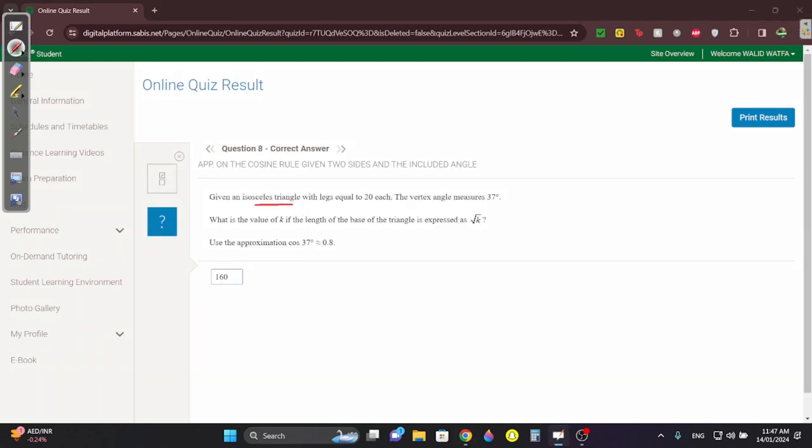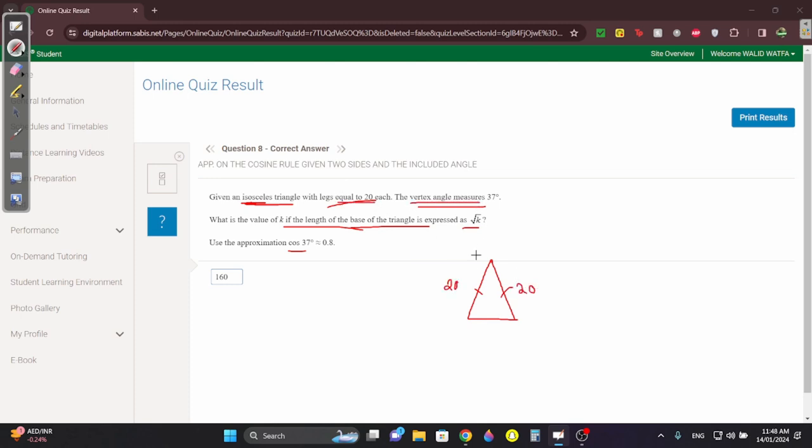Okay, given an isosceles triangle, pay attention to isosceles, okay? With legs equal to 20 each, the vertex angle measures 37. What is the value of k if the length of the base of the triangle is expressed as radical k? Use cosine 37. Let's say this is an isosceles triangle. You know that in an isosceles triangle, these two sides are equal. The legs are equal to 20 each, so 20 here, 20 here.